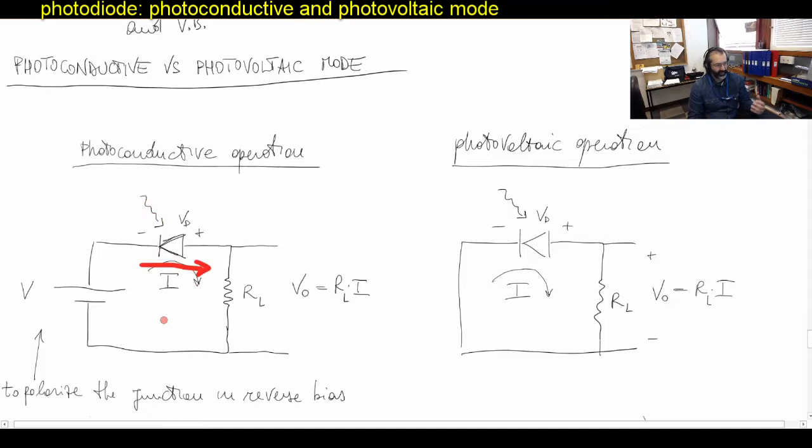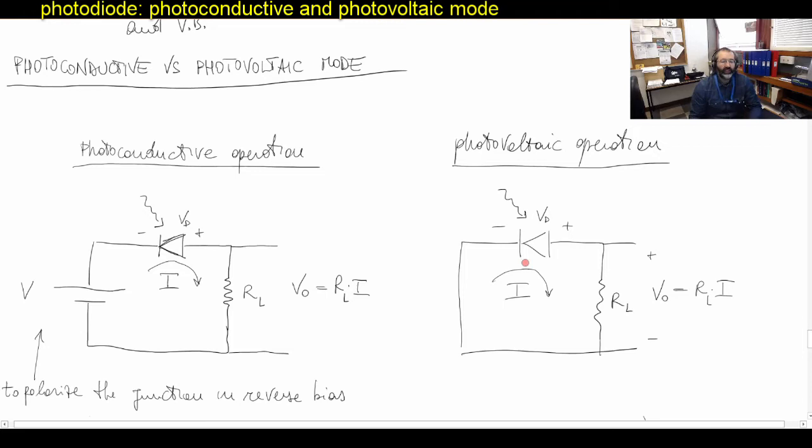This is the current due to the photo-generated electron-hole pairs, and this is the circuit for the photoconductive operation. On the other hand, consider this circuit, where I've removed the generator. There is no generator here. I have just my PN junction, my photodiode, and the load resistor. Still the output signal is quantified by the voltage across the resistor RL, but this time there is no external generator.